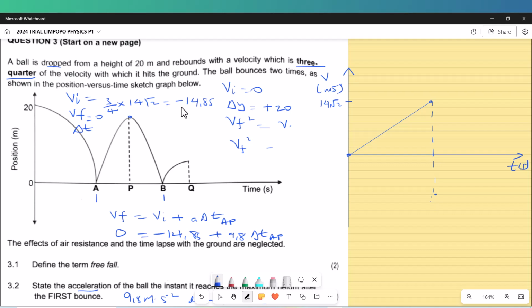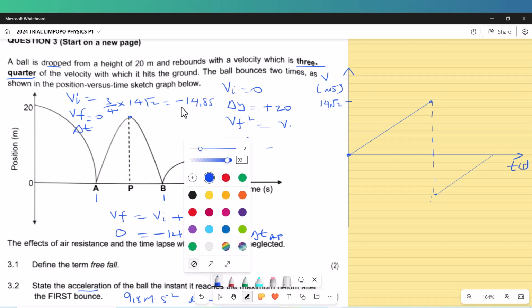Because they are both now positive, from leaving the ground to the maximum height, the velocity is 0. So the graph must go from the initial velocity towards 0. The lines must be parallel. We're going to say the gradient is 9.8. So that's our answer there.